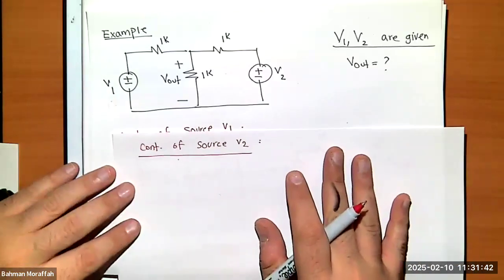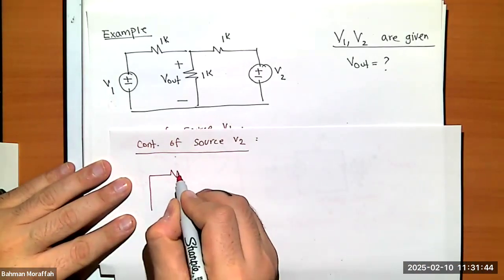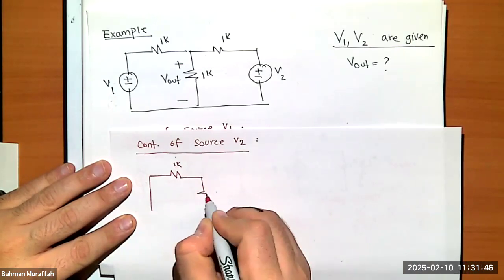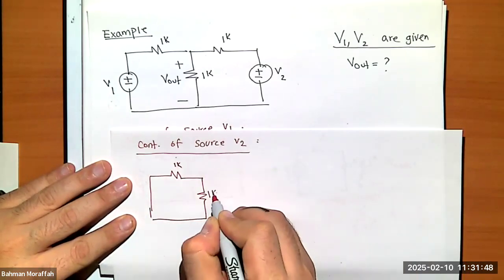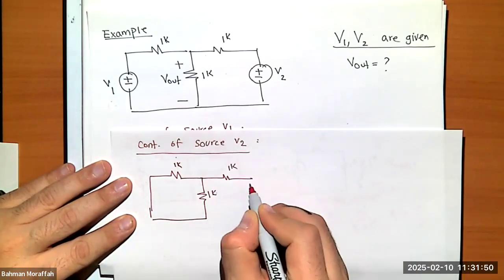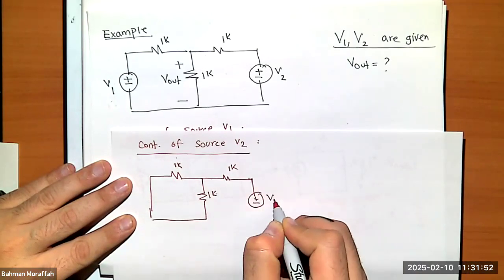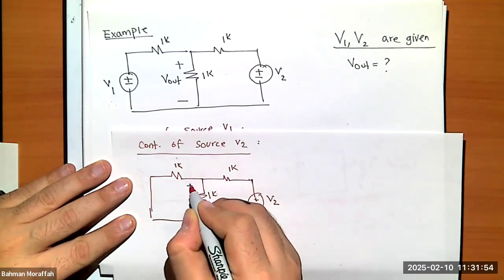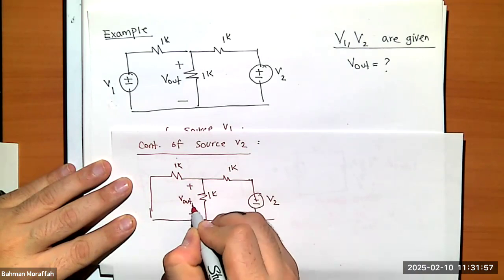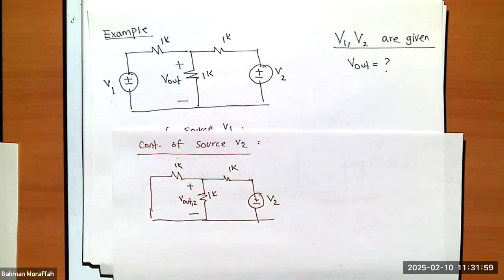Right? So my circuit would look like this. This is a 1K, 1K, 1K, and a V2. And let's just call the voltage across this V out. Again, we know what this circuit is. What is the circuit? It's again a voltage divider, right? I can combine these two.